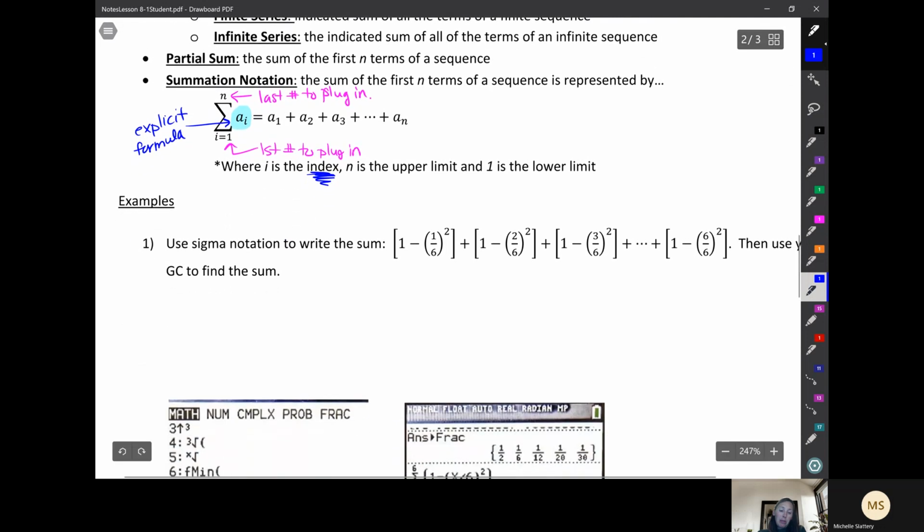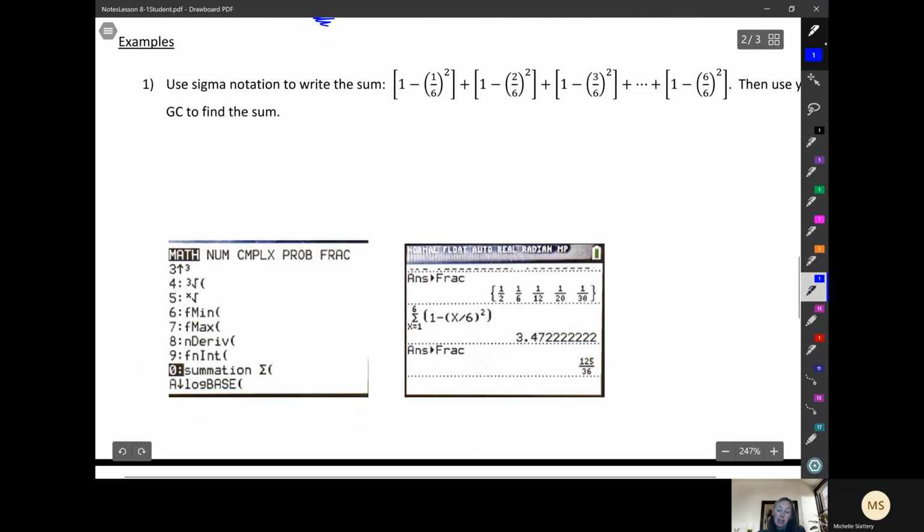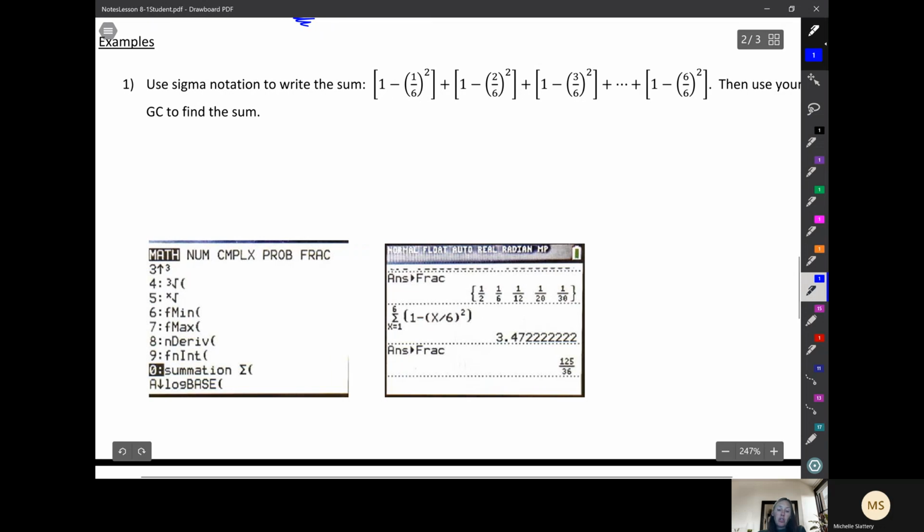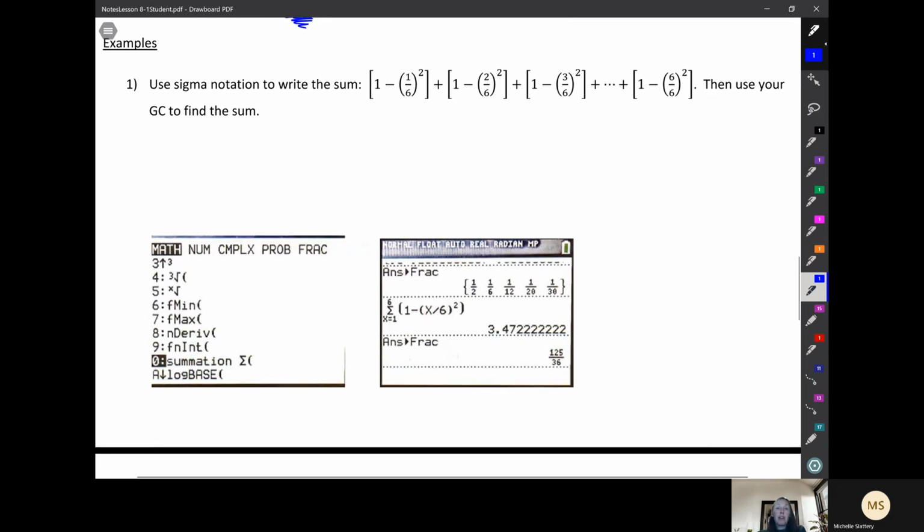So let's look at an example of sigma notation for number 1, and then we're going to see this on our calculator as well. It says to use sigma notation to write the sum, and then we'll use our graphing calculator to actually find the sum. If I look first here, you can see it's grouped into sections. We have this first group plus the second plus the third plus the fourth, and we can see that things stay the same. In every single part, we have a 1, then we have minus, and then we have a denominator of 6. And then that quantity is going to be squared. So all those things in blue stay constant.